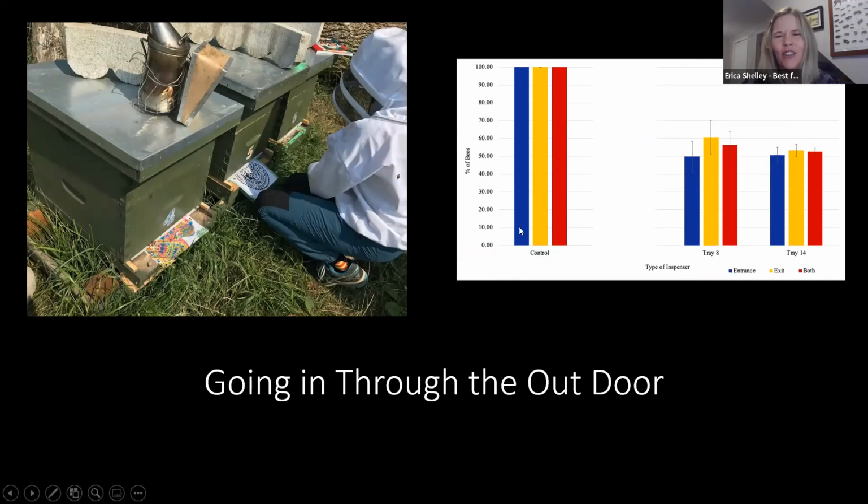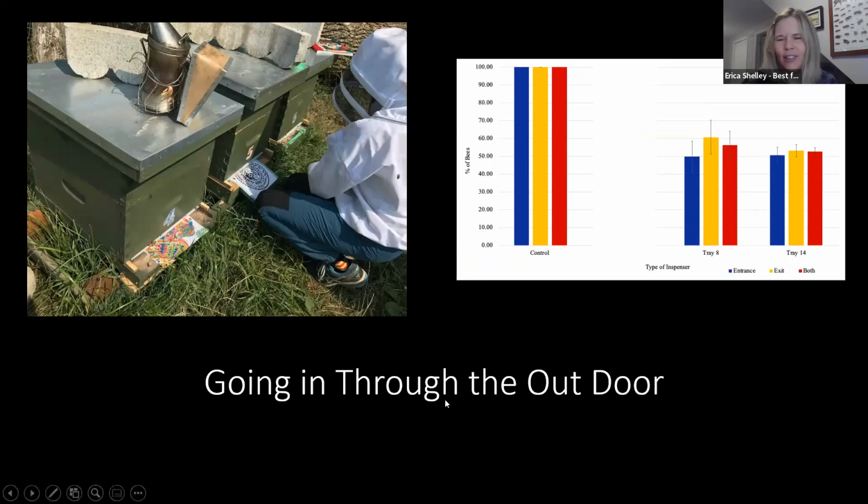So if you look at our graph here, the blue represents what percentage of bees are going in where they should be going in. The yellow represents what percentage of bees are going out where they should be going out. And then the red is overall how many are doing the right thing, going in the indoor and out the outdoor. And whether it was the 8 ramp tray or the 14 ramp tray, it was about 50%, which basically means the bees were going in and out wherever they wanted to go.